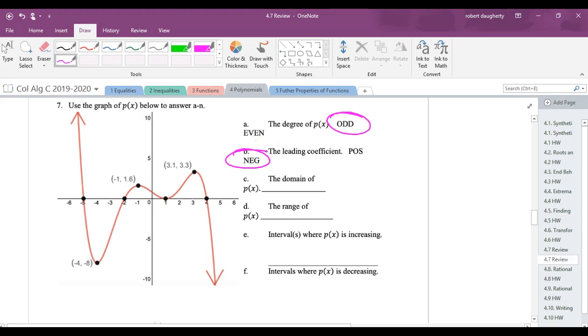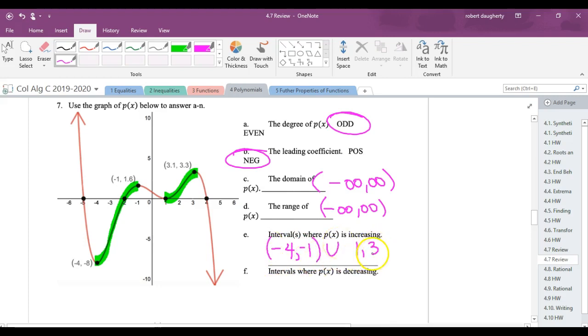The domain of this function is -infinity to infinity. The range of this function is -infinity to infinity. Where is this function increasing, okay? It is increasing from there to there, from there to there. These are x intervals. So that is the x interval from -4 to -1. And the next x interval is from 1 to 3.1.